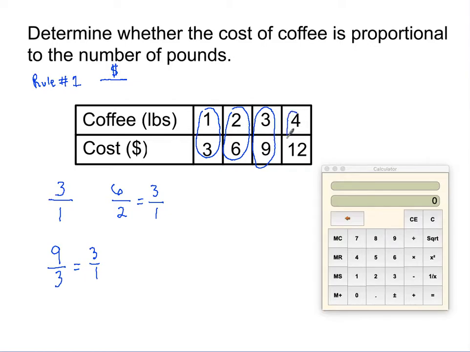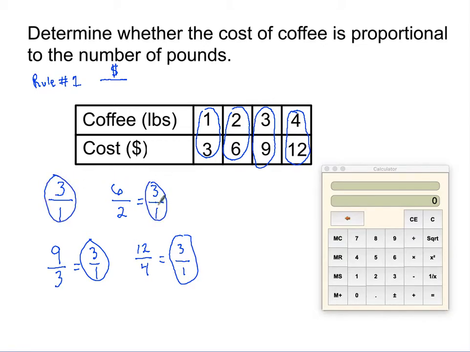Okay, and then this one, 12/4 is what we would do here. Money on top, 12/4. And when I simplify that, guess what? It's the same thing, 3/1. And so notice that all four of those rates simplify to the exact same thing. And since they simplify to the same rate, we have a constant rate, and that means it is proportional.